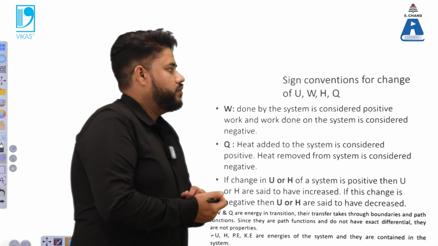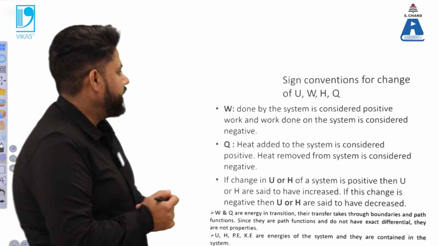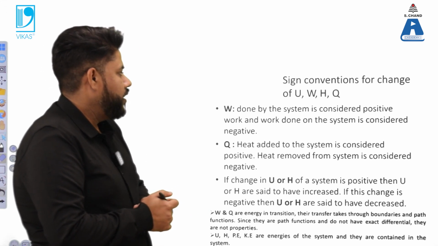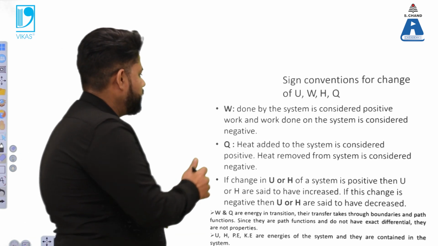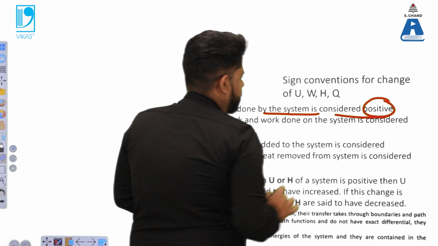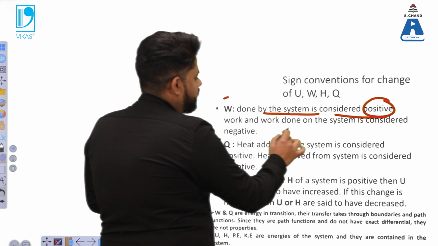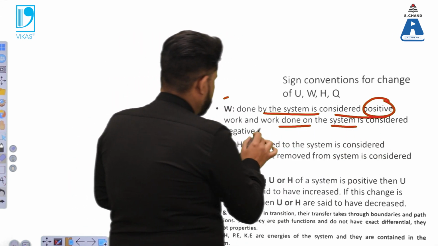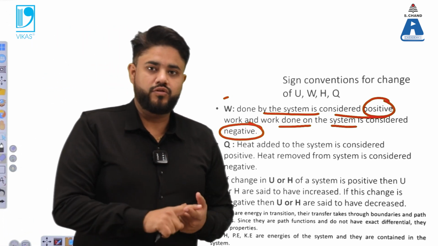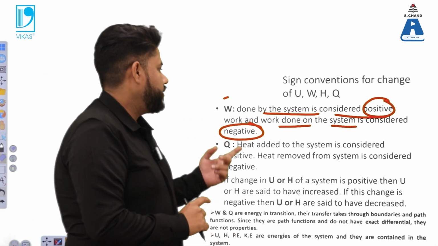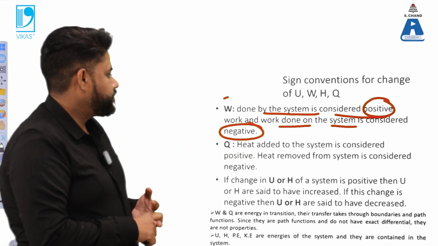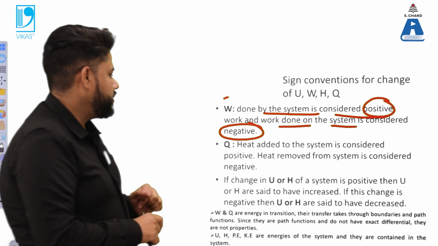Now we have to make sure that we use certain sign conventions in order to indicate U, W, H and Q. So work done, when it is done by the system, is considered to be positive, and when this work is done on the system, it is considered to be negative. So two conditions: work done is positive when it is done by the system, and negative when it is done on the system.